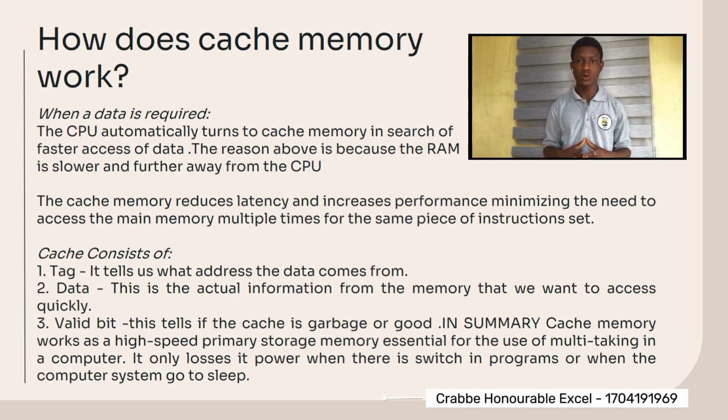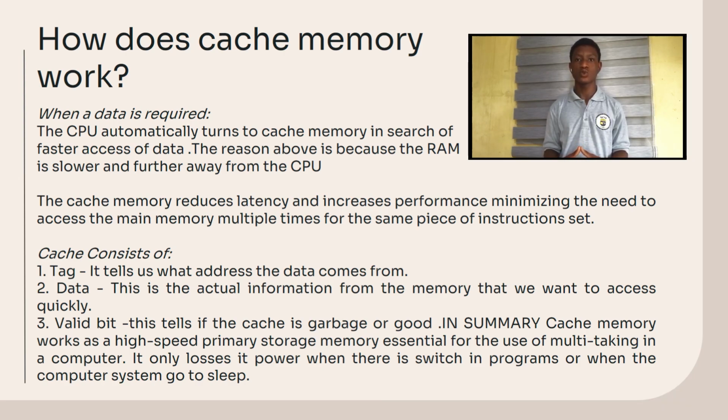I'm here to take you through how the cache memory works. So when data is required, the CPU automatically turns to the cache memory in search of faster data access. This is because the RAM is slower and farther away from the CPU. Cache memory reduces latency and increases performance by minimizing the need to access the main memory multiple times for the same piece of instruction set.